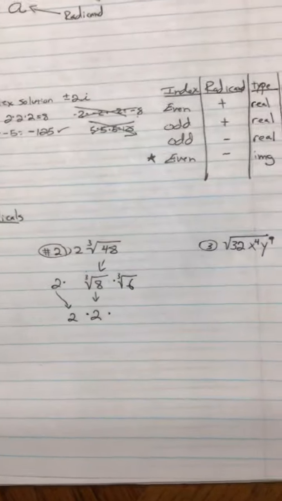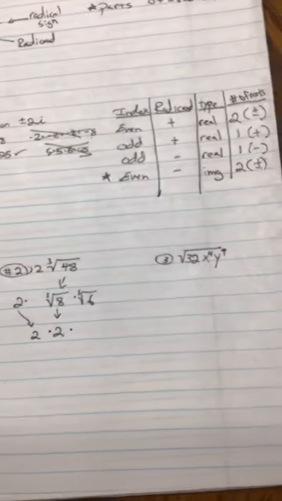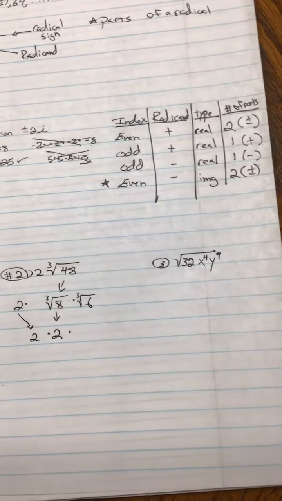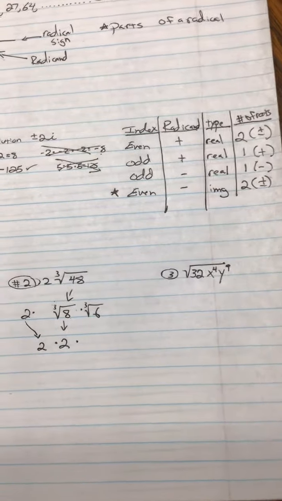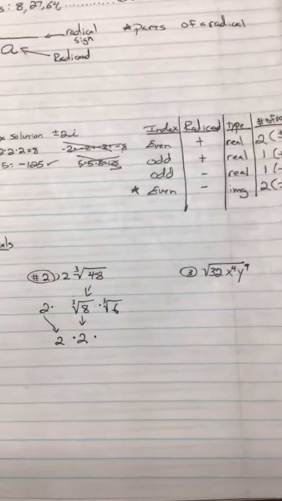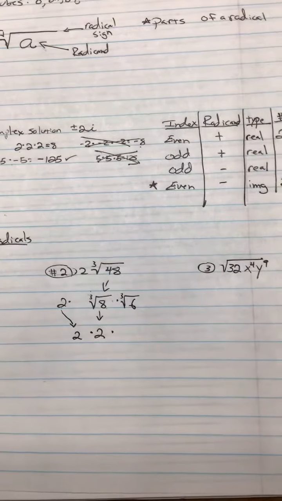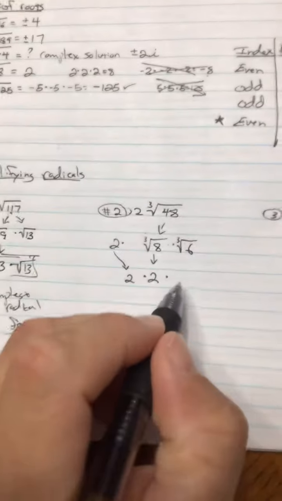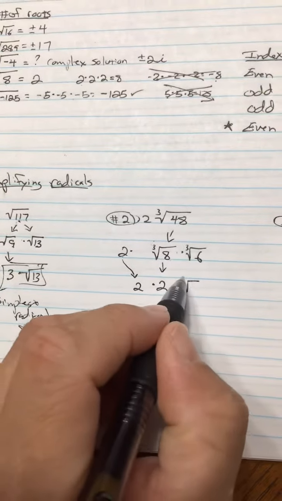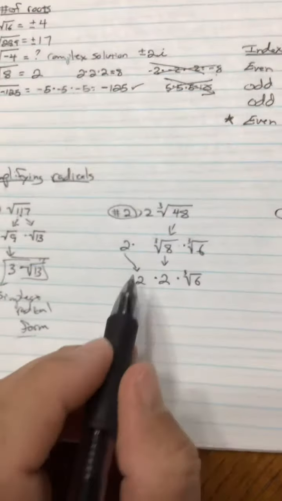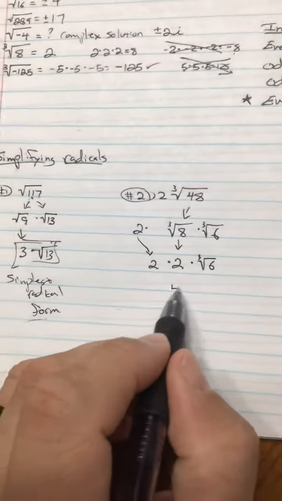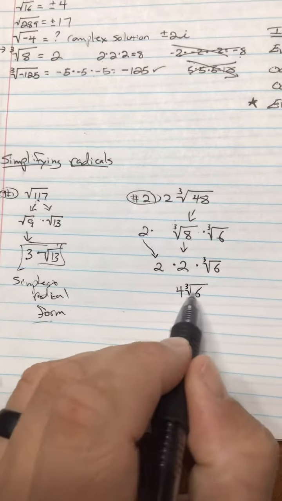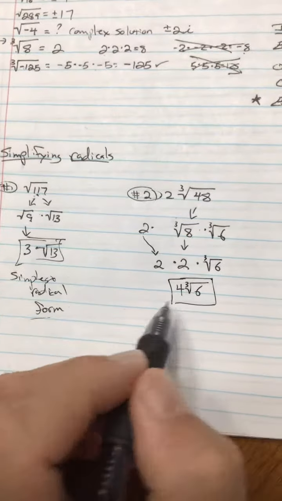Now I ask myself, can I break the cube root of 6? Let's see. 1 times 1 times 1 is 1. 2 times 2 times 2 is 8. So there's nothing that's a perfect cube. 6 is not a perfect cube, and there's nothing that'll go into it. So I know that I'm finished here. 2 times 2 is 4, so you get 4 times the cube root of 6, and it's done.